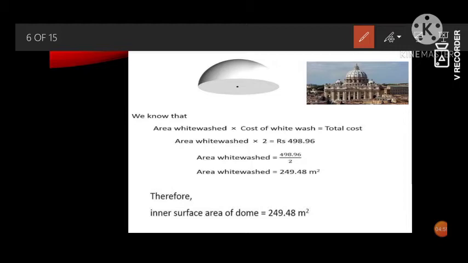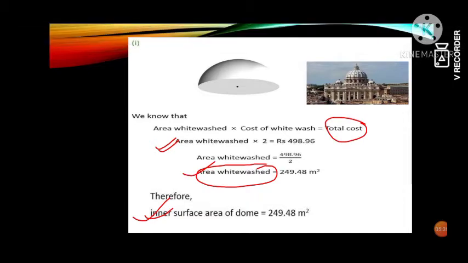Cost of whitewashing given in the question is rupees 2 per meter square, and total cost was given as 498.96. So the area can be easily found out. So we will write area of whitewashed into 2 is equals to 498.96. On dividing it by 2, we will get area of the whitewashed, that is 249.48 meters square. This is the curved surface area or the inner surface area. Therefore, the inner surface area is 249.48 meters square. So this is our first part.